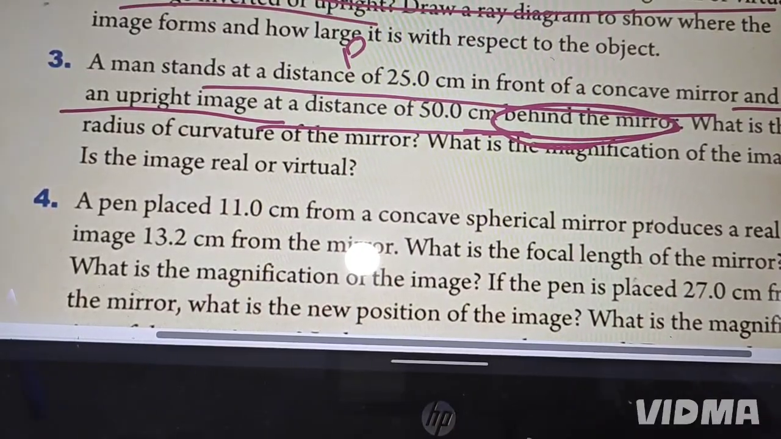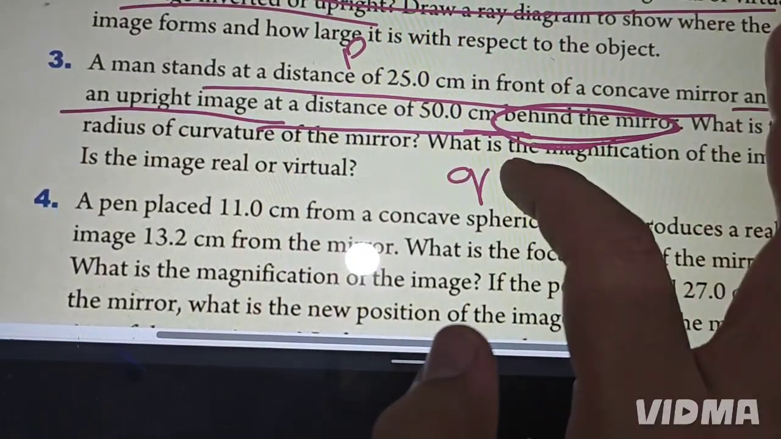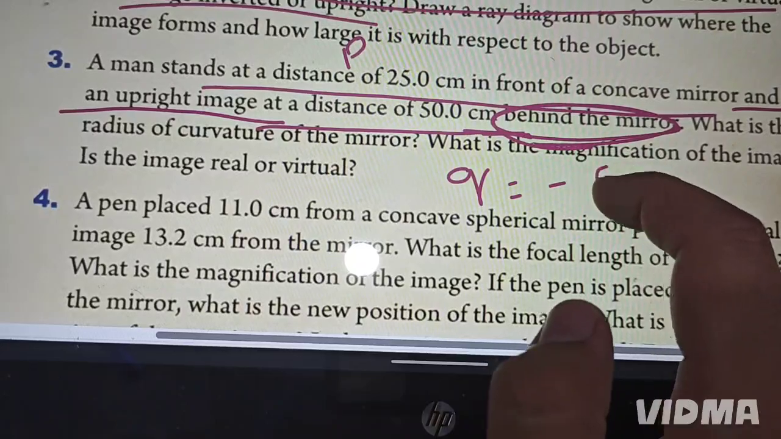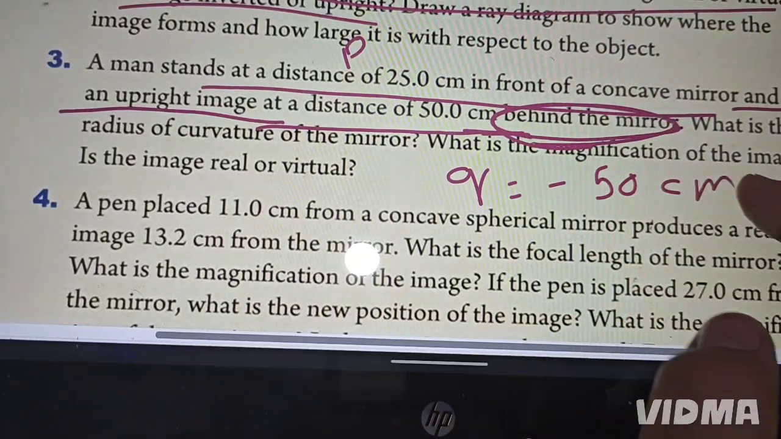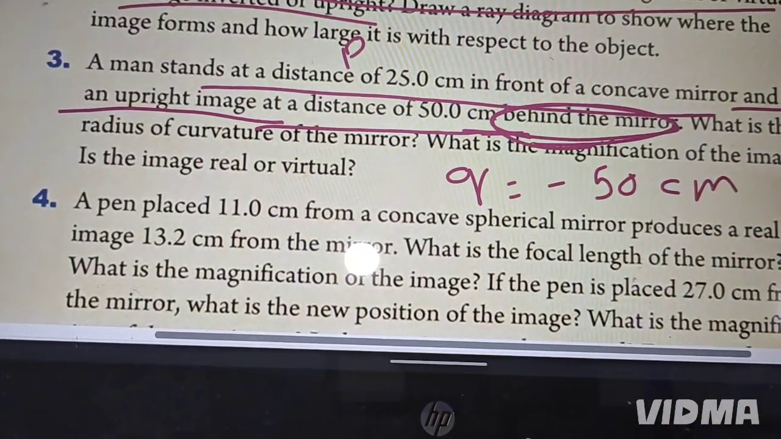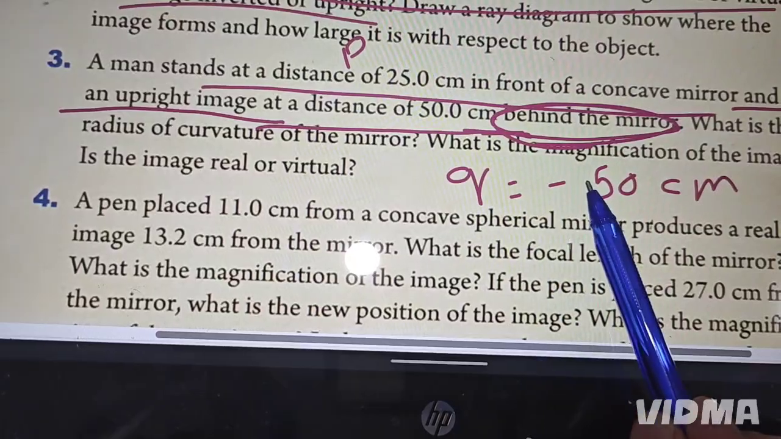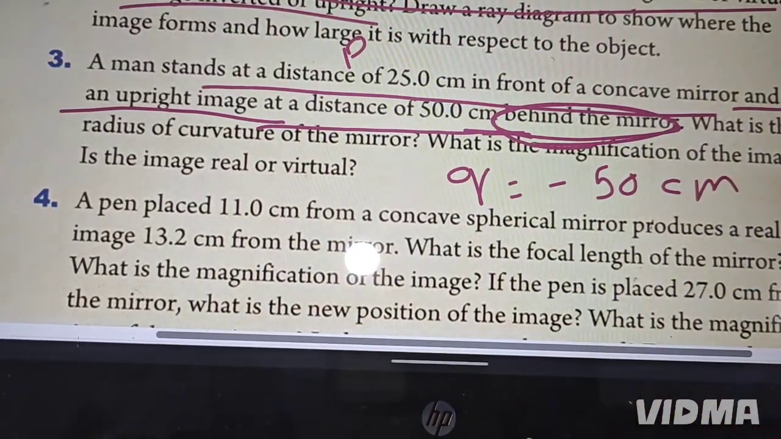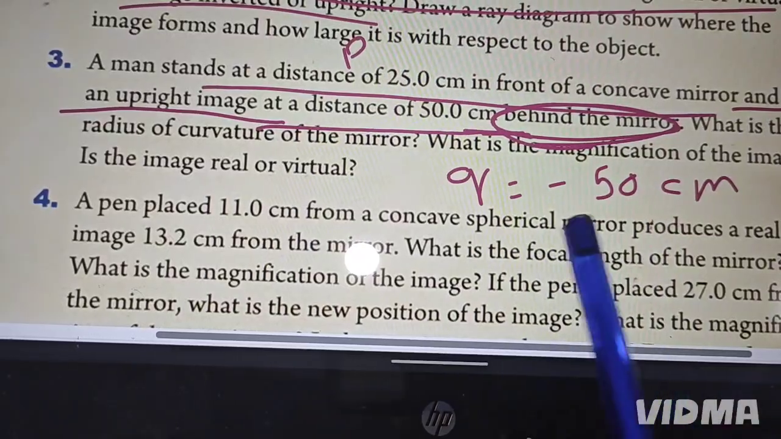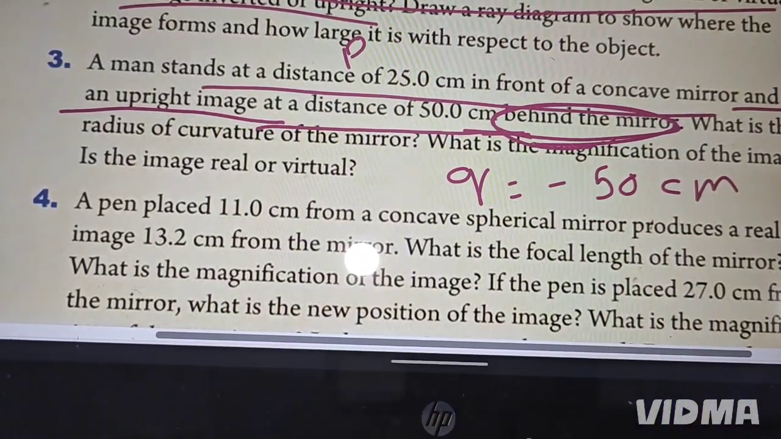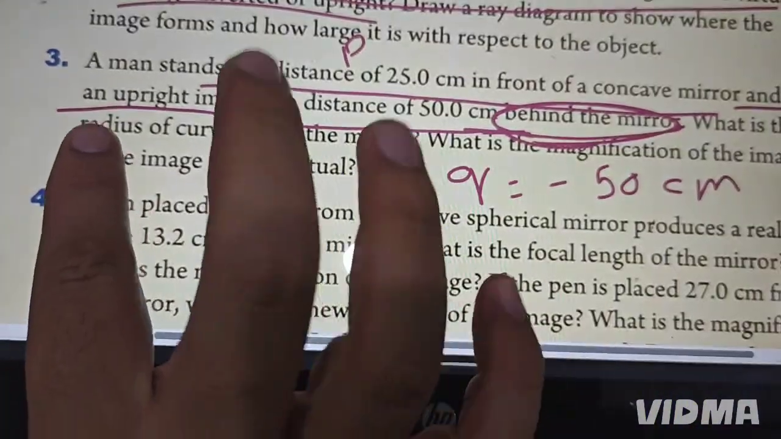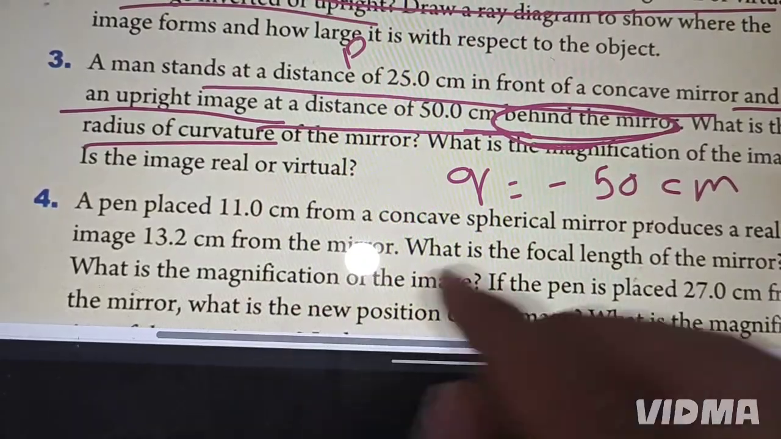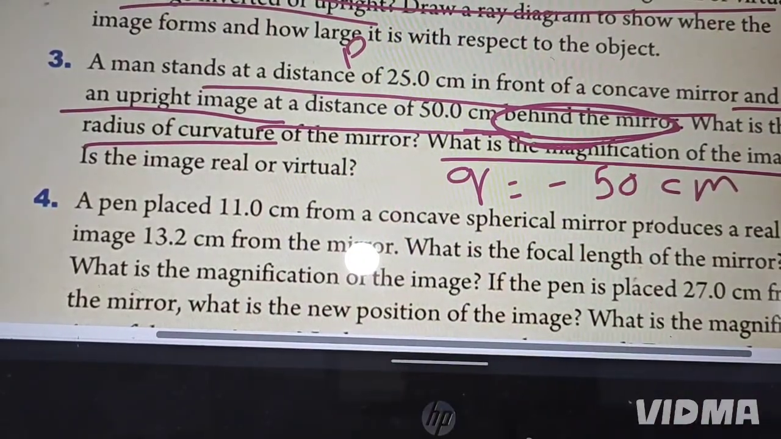If the image is virtual, the value of Q must be negative 50 centimeters. Students, be careful, because I have told you, if Q is negative, the image is produced behind the mirror, and this is virtual. Behind the mirror, virtual, so this value will be negative 50. What is the radius of the curvature? We have to find the radius of the curvature, and what is the magnification?